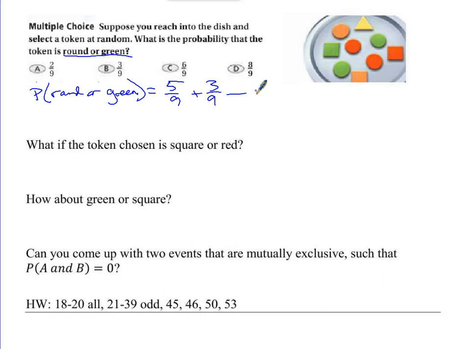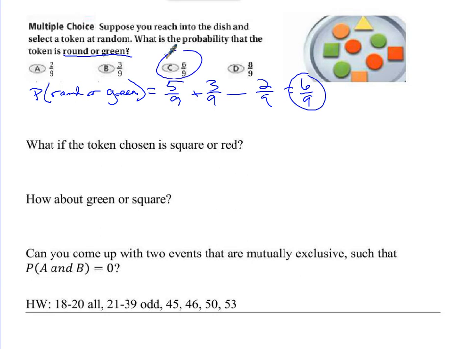How many ways do both of those occur at the same time? Round and green. There are 2 of them. 1, 2 out of 9. So I got to subtract 2/9. Well, 5/9 plus 3/9 minus 2/9 gives me what? 6/9. So the answer is C.